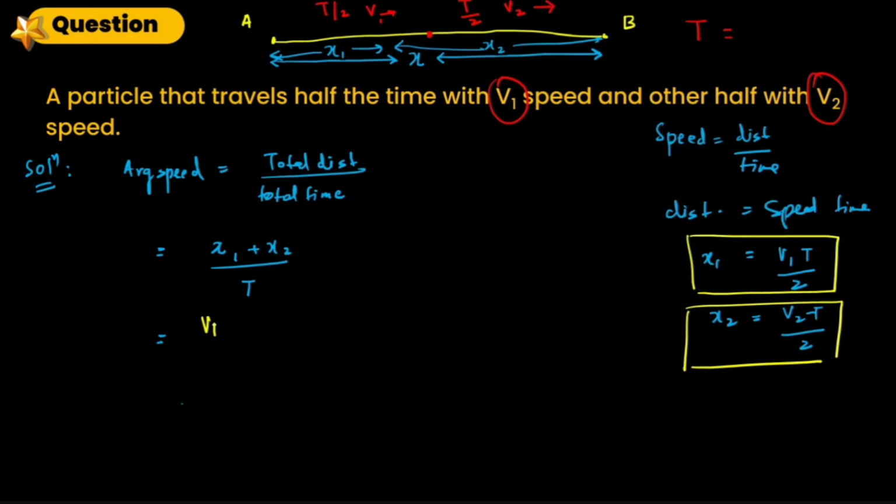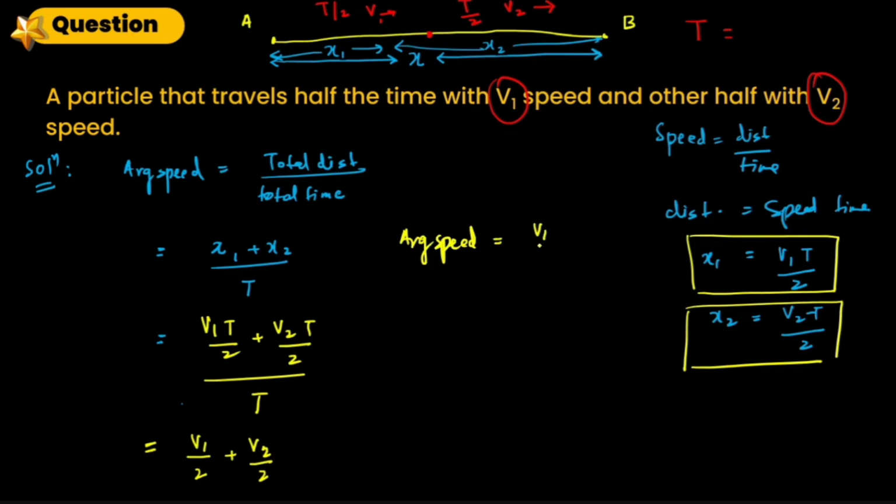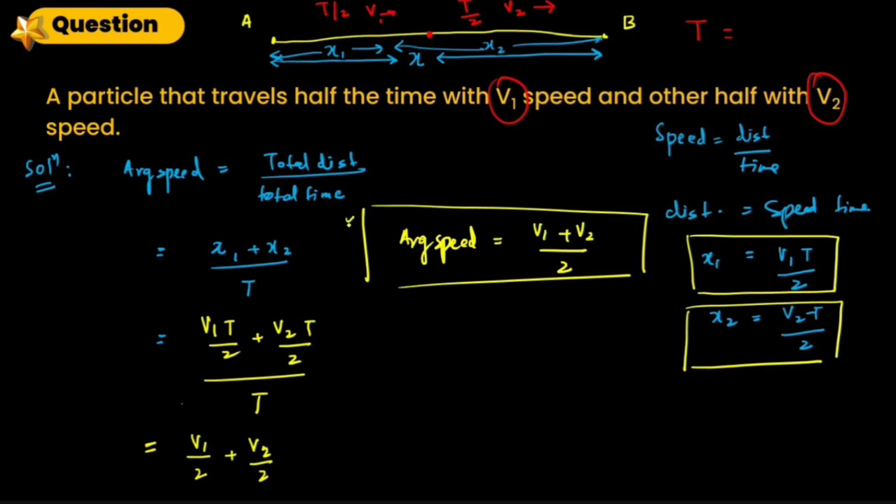Let us substitute the value. So v1 t by 2 plus v2 t by 2, divided by t. So it is going to be what? t will cancel out from both the denominator and numerator, and we will be left with v1 by 2 plus v2 by 2. So can I say that average speed in this case is going to be (v1 plus v2) by 2? So that is another such case. First is distance related, and now is time related. So in both the cases, average speed can be calculated using different relations.